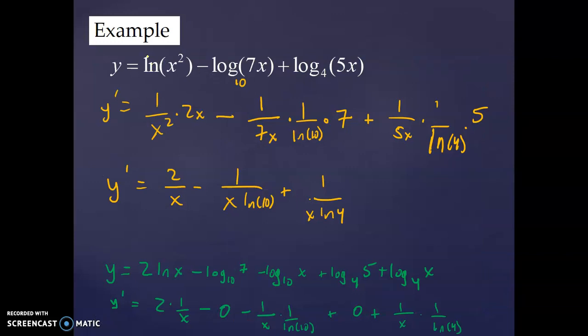Here's an example of how to do logs with different bases. So log, if there's no number written, means log base 10. So I'd need a factor of 1 over ln of 10. Log base 4, I'd need a factor of 1 over ln of 4.